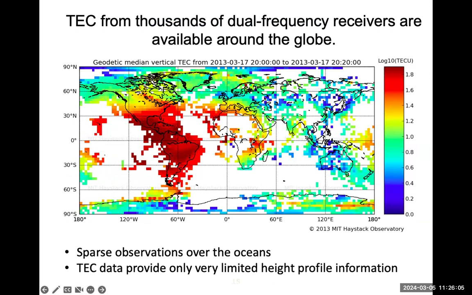But you still see, even with thousands of receivers, we're pretty much bound to the land masses. So it's still very sparse over the oceans. There are, of course, a few islands out there, but in general, very sparse over the oceans. And the other thing is that the total electron content data from the ground to the GPS only provides very limited height profile information. It's an integrated measure, and we only have certain viewing geometries. So getting height information about the ionosphere out of these observations becomes rather difficult.